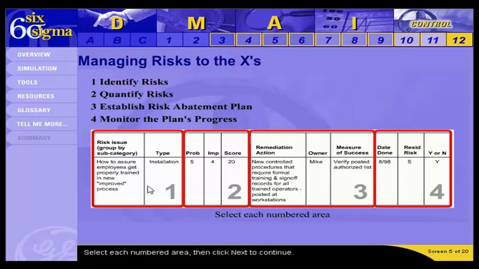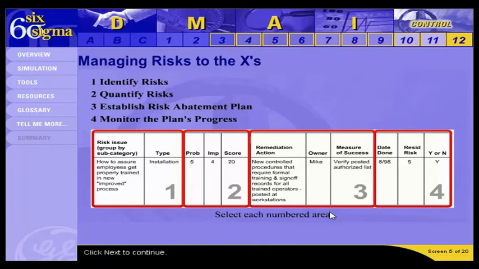In this area, potential risks to your improved processes or product characteristics are identified through a description and a type classification. In this area, the risks are rated according to probability of occurrence and impact on the process. Charts are available in the resources section of this course to determine those ratings. Those two factors are multiplied to give the issue an overall score.